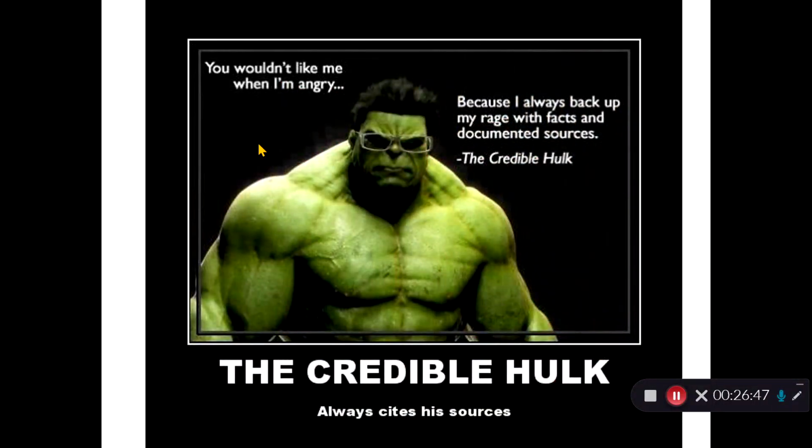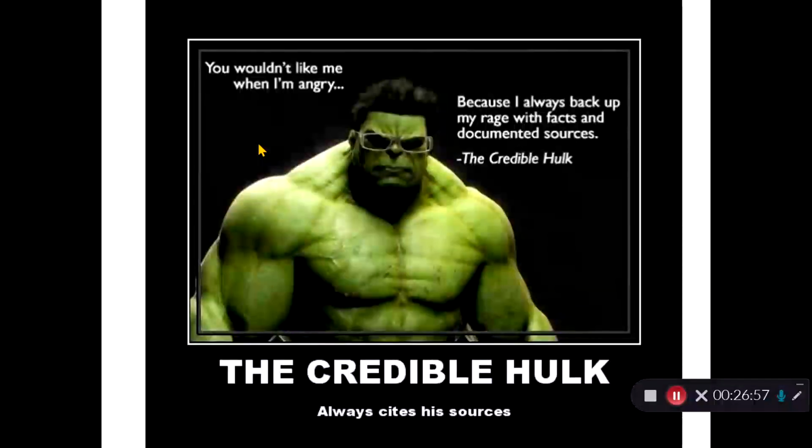Okay, so this is my favorite meme, right? So just talking about memes. So this is my favorite meme, which is the Credible Hulk, right? And it says how the Credible Hulk always cites his sources, right? So again, when we think about science, right? Say we're going to stick with climate change, right? And you're talking about the earth being warmer or the sea levels rising, all of these different things that we're seeing. It would be important to cite your sources.